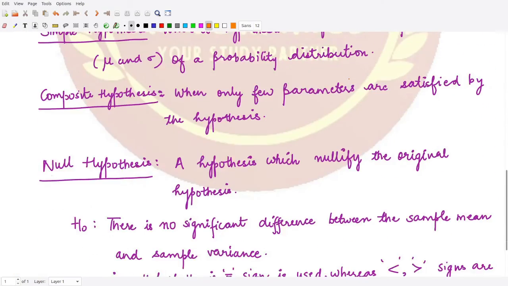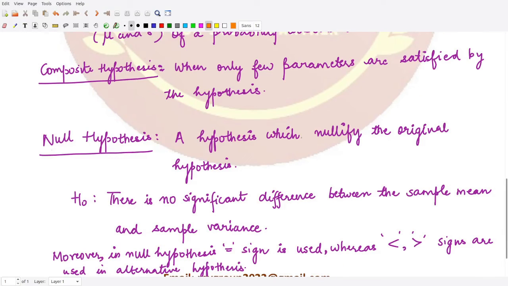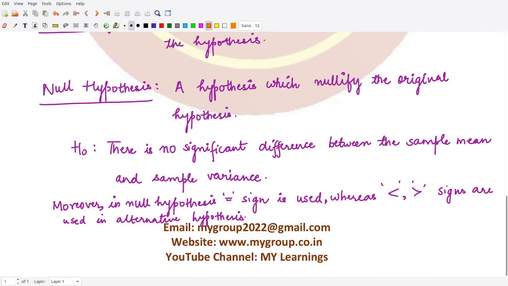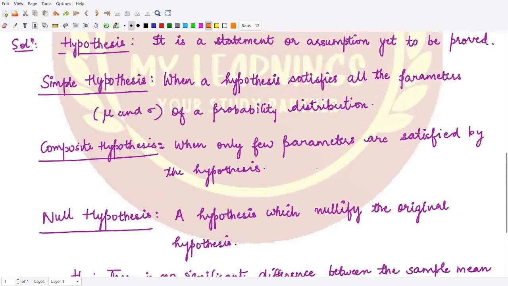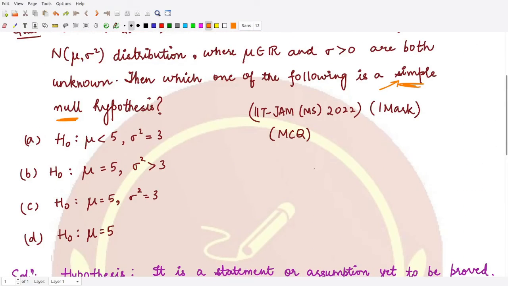And moreover, what is a null hypothesis? It is a hypothesis which nullifies the original hypothesis. So basically in words you say that when we define the hypothesis H0, the null hypothesis, we say there is no significant difference between the sample mean and the sample variance. So whenever we are given this equality sign in the statement, that corresponds to the null hypothesis, which simply means that there is no difference between the sample mean and the sample variance.